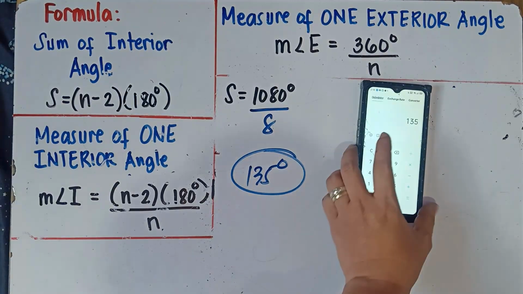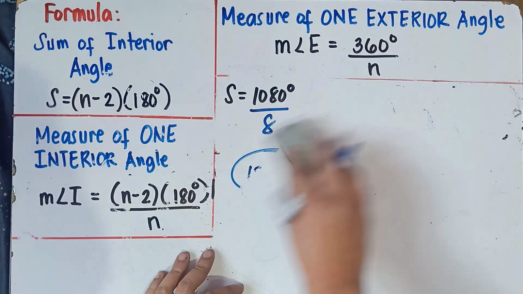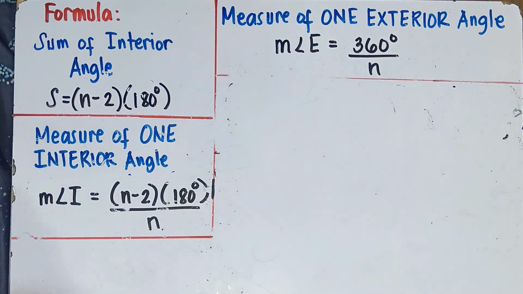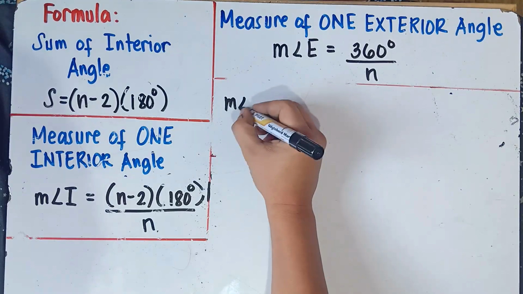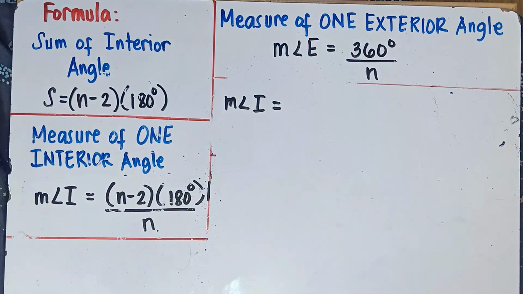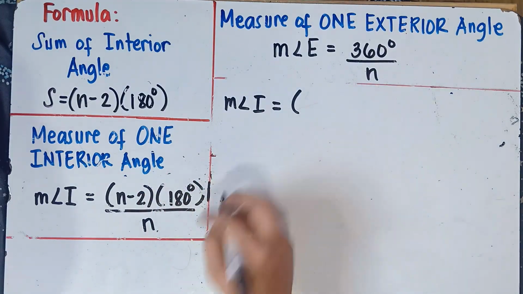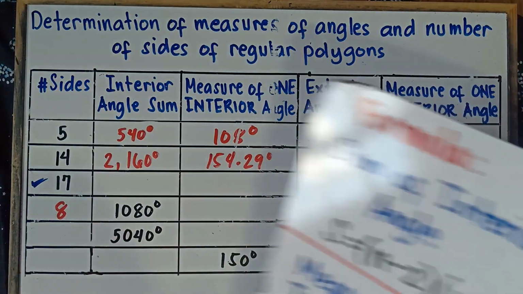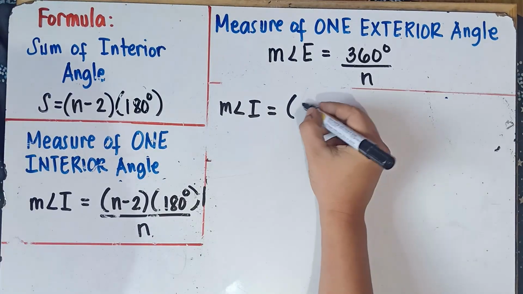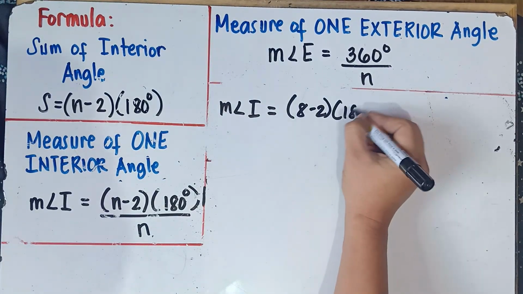But once again, class, if you're confused with that one, let's have the solution. The measure of one interior angle is equal to n, the number of sides, that will be 8. So 8 minus 2 times 180 degrees.